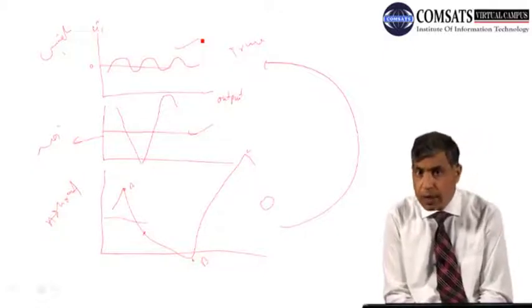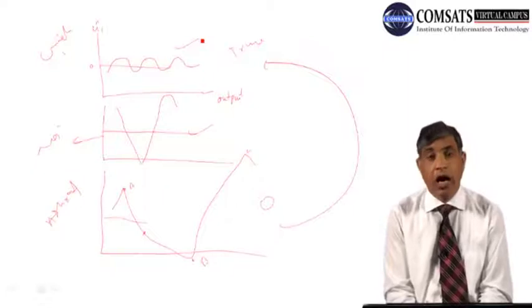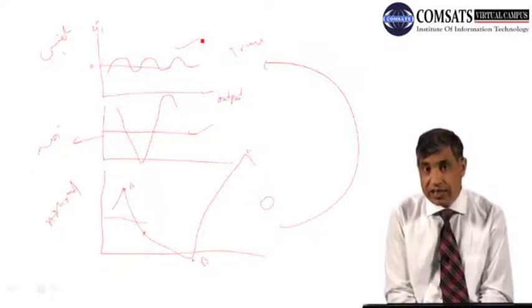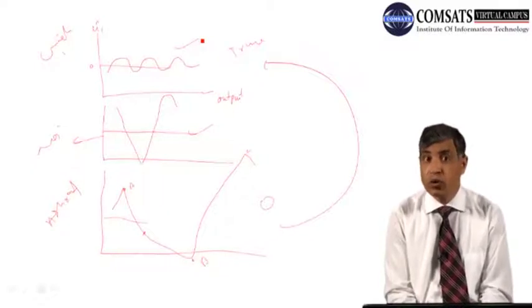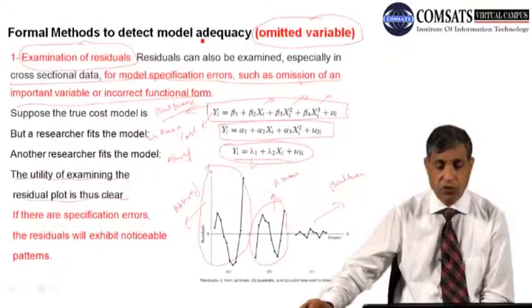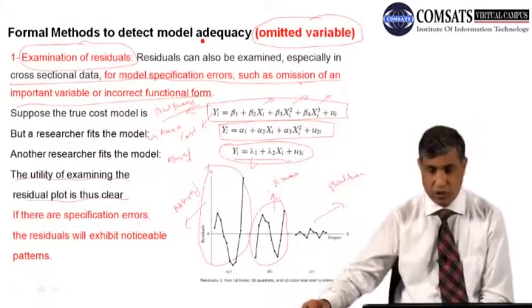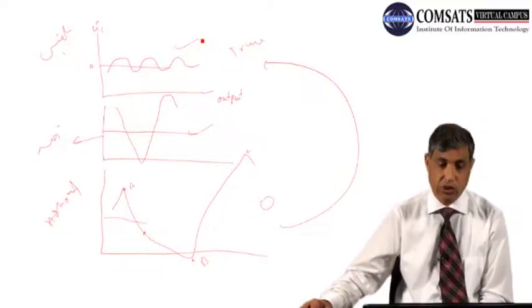If you look at the plot of your estimated residuals and they are randomly scattered, it is a great sigh of relief for you that you have estimated the model in a proper way. The same situation I have shown here. This was the first formal test, the plotting of the residuals.